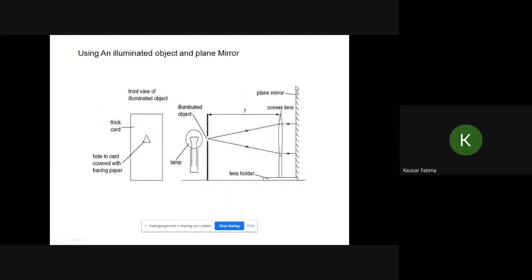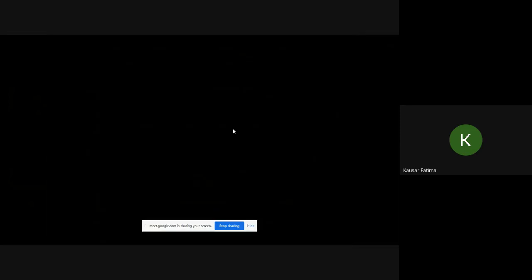Now here we have placed a plane mirror. What will happen? These parallel rays will go towards the mirror, and because they are striking the mirror at 90 degrees, meaning they are perpendicular, they will reflect following the same path. They will come back this way, and they will again meet at this cardboard sheet, and they will give you the image of that illuminated object on the screen. Let me show this to you.